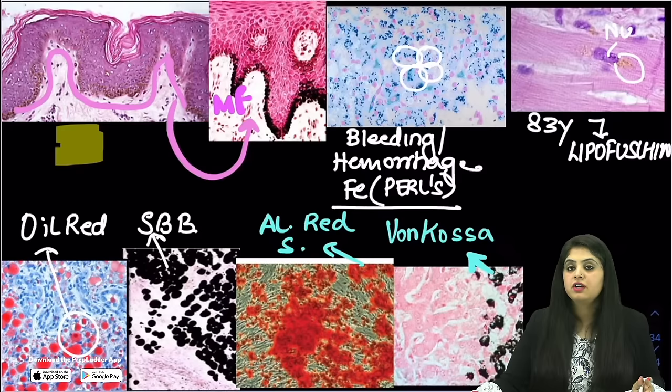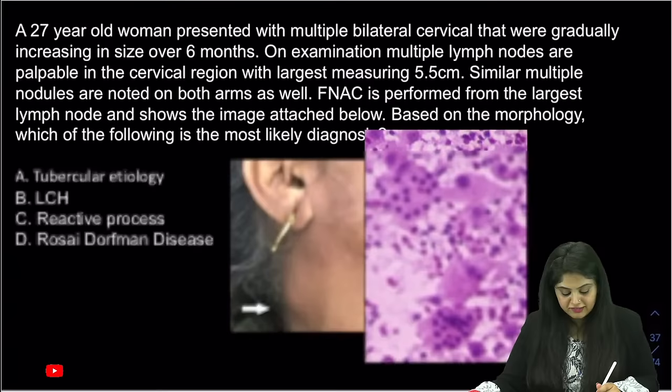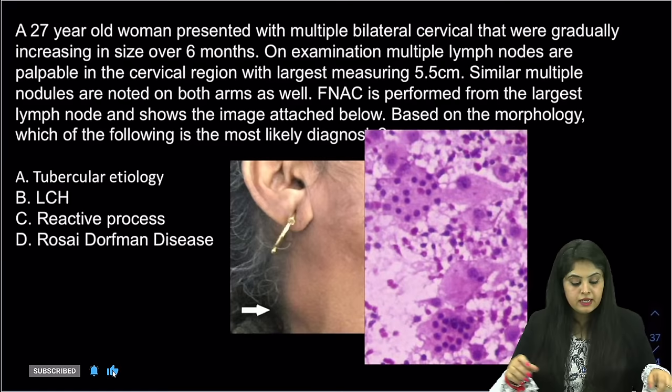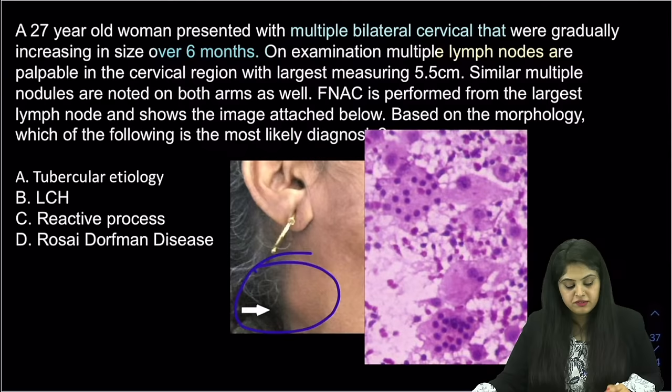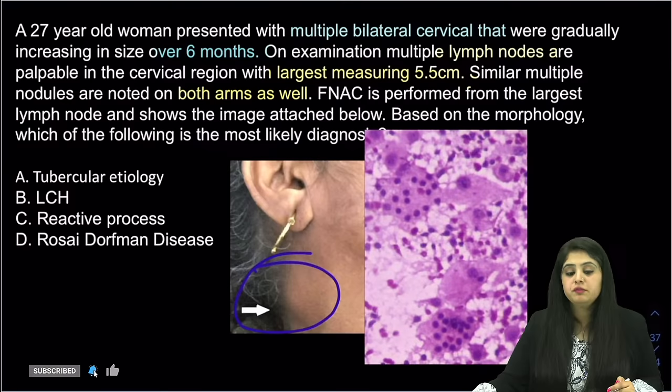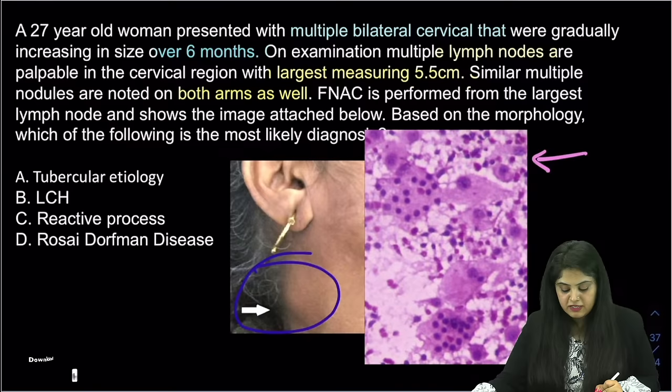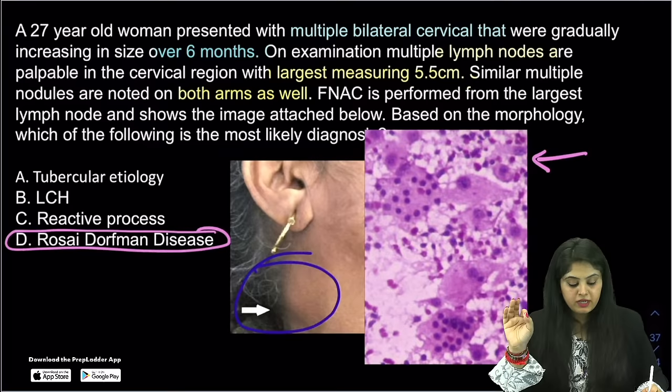Everyone's okay with this? Should we go on to the next question? Hope yes. Okay, so a question which we don't study too often, but is very important. So quickly read and first let me know the answer to it. A 27-year-old woman has presented with bilateral cervical swellings that are gradually increasing in size over 6 months. I can see something marked also over here. Multiple lymph nodes are present in the cervical region, with the largest measuring 5.5. Similar multiple lesions are noted in the arms. FNAC is performed. Picture of the FNAC has been shown. Most of you have given me the answer D, which is Rosai-Dorfman. Tell me the two main points in this question which told you Rosai-Dorfman and not the others.